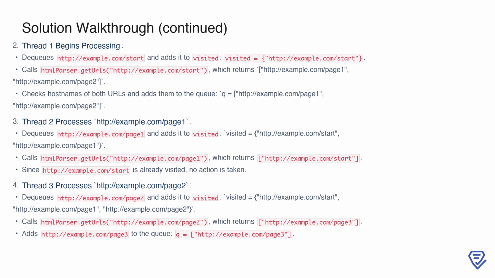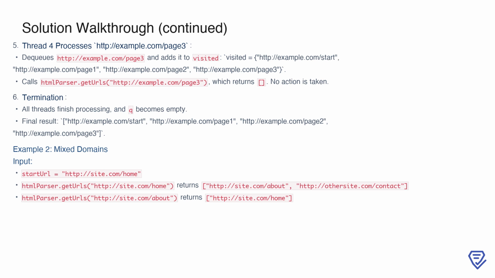Meanwhile, the second thread picks up http://example.com/page1 from the queue, marks it as visited, and fetches its links. This URL points back to the starting page, but since http://example.com/start is already in the visited set, no further action is taken. Similarly, a third thread processes http://example.com/page2, adds it to visited, and retrieves its outgoing link, http://example.com/page3, which is added to the queue for future processing.